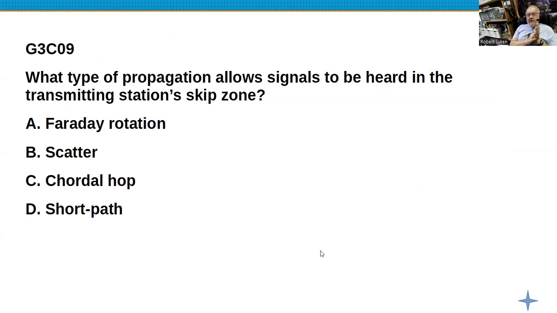What type of propagation allows signals to be heard in the transmitting station's skip zone? Bravo. Because we didn't learn any of that other stuff. Well, we talked about short path. That's true, we did. We hadn't talked about chordal hop. It's an extra thing. So bravo.